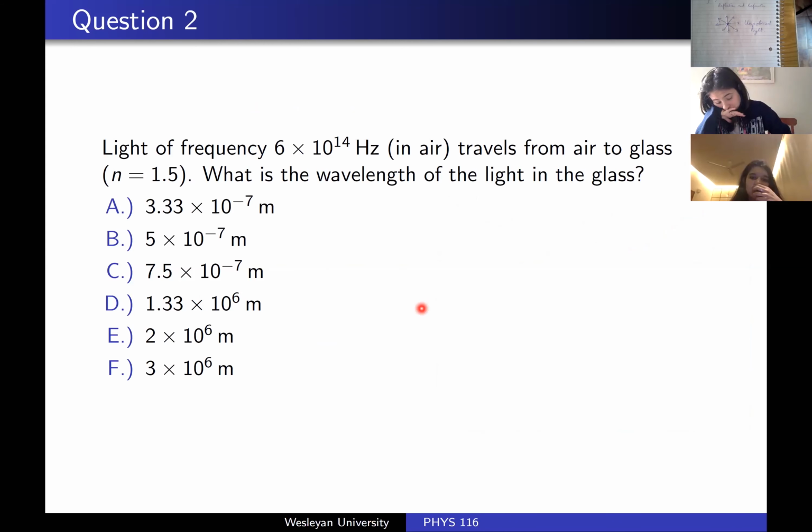What happens to the speed of light? What happens to the wavelength? So I'll just tell you some of the stuff. The wavelength is going to go to a smaller wavelength. So the wavelength will now become lambda over n. The frequency stays the same.